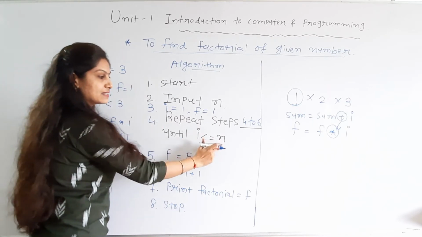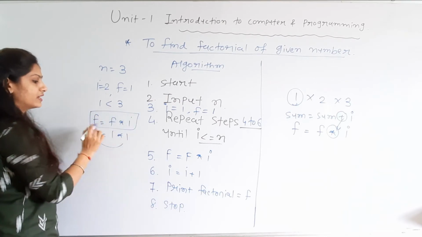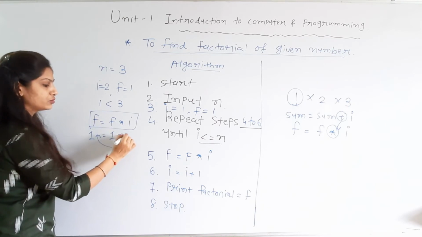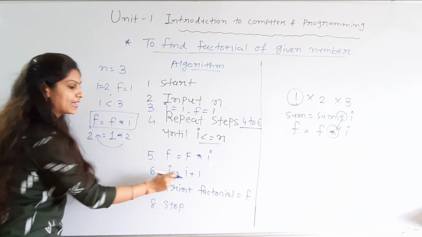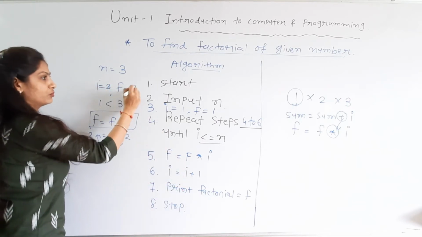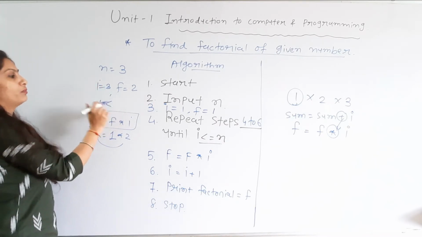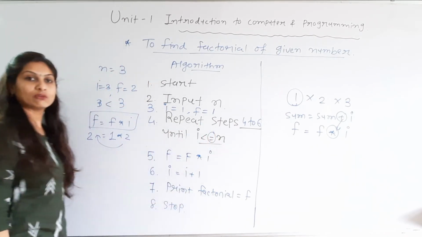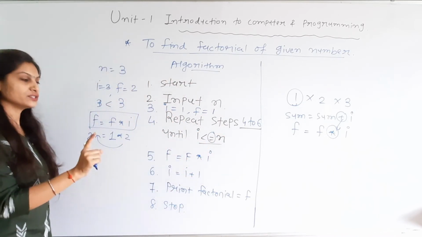Now 2 is less than 3. Yes. So again put the formula, that is f is 1, so 1 into 2. 2 into 1. Now f becomes 2. I plus 1, that is 3, and f becomes 2 here. I less than 3? No, because I is 3 and 3. But here we are putting the equal to sign, that indicates 3 equals 3, means our condition is true.